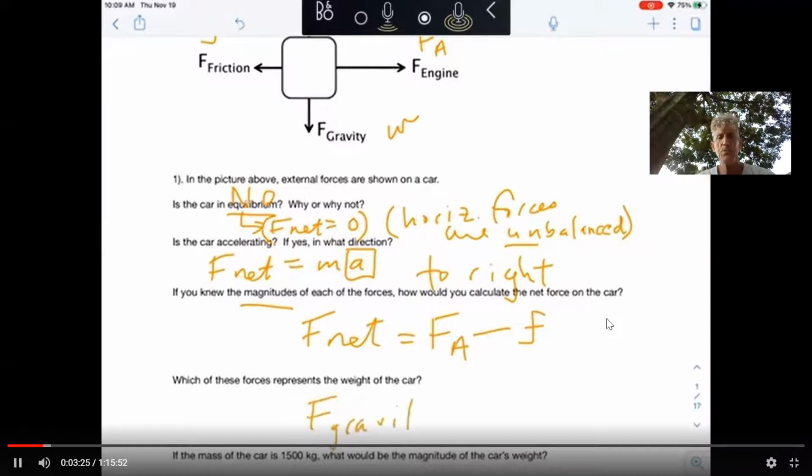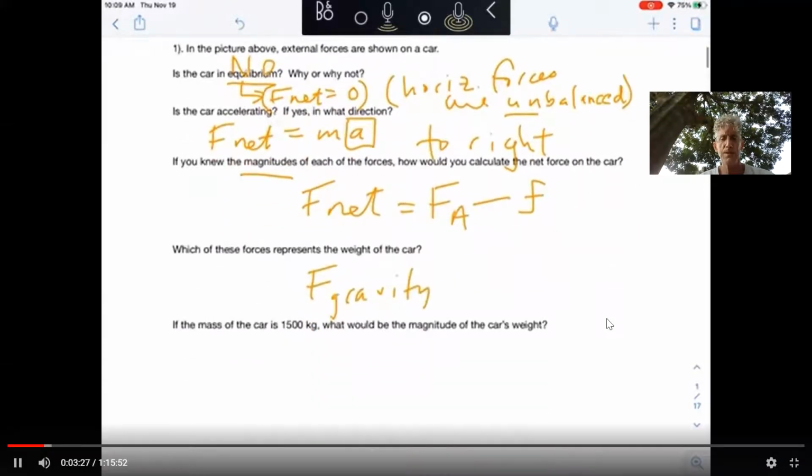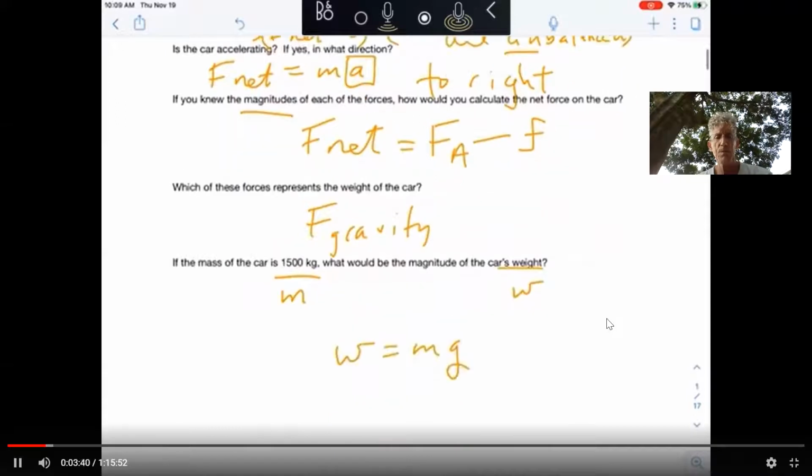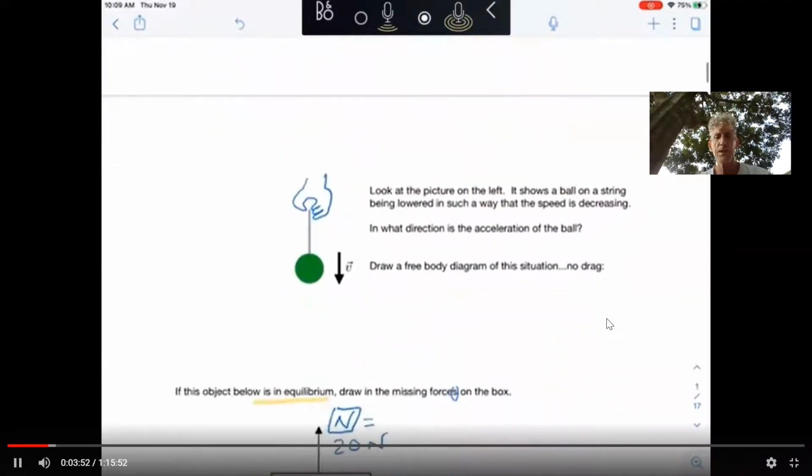Usually weight represents the weight of the car. Force of gravity, that's weight. Mass of car is in kilograms. Mass is always in kilograms. So what's the weight? There's the equation W equals mg. Just plug in the values. Be sure you know that kilograms is the mass. g is the acceleration due to gravity. We don't put the negative on it when we're doing dynamics. So it'll be 1,500 times 10, 15,000 newtons.